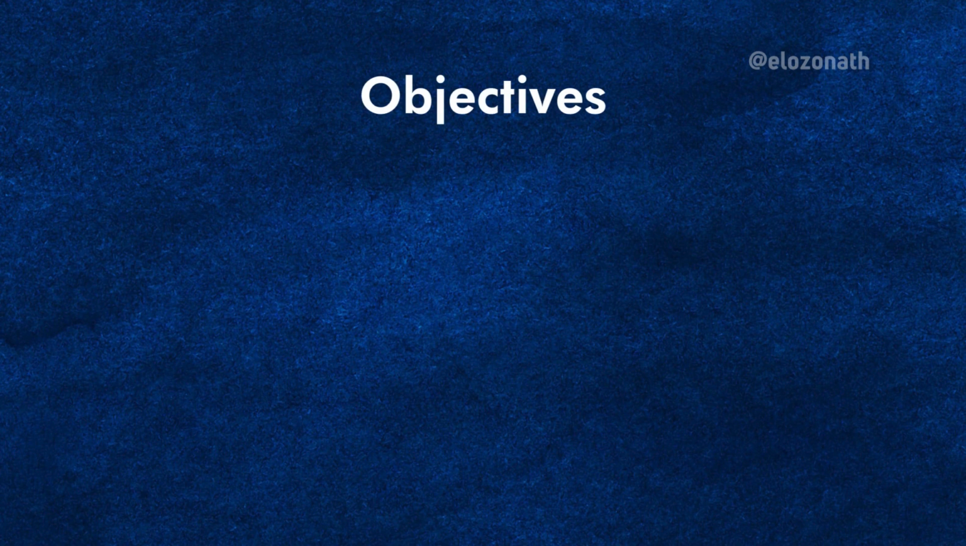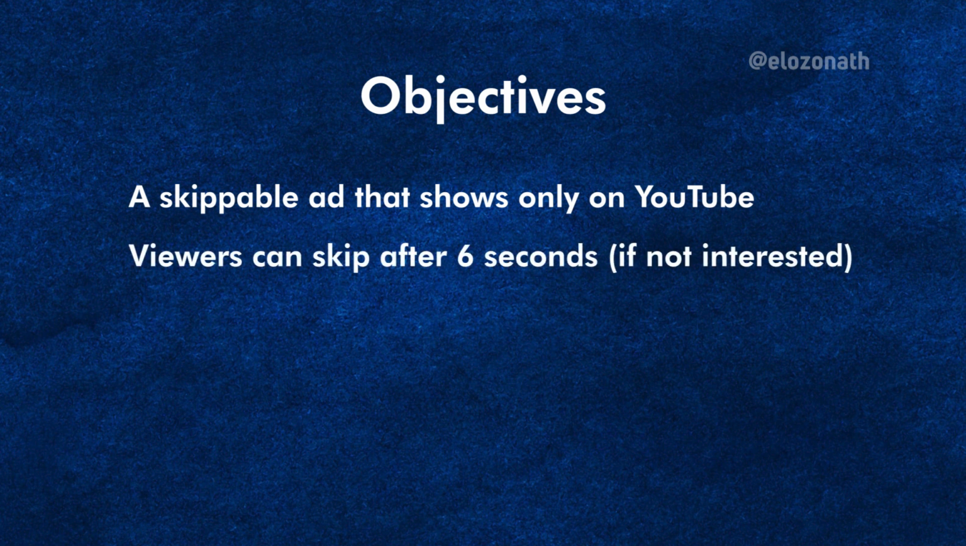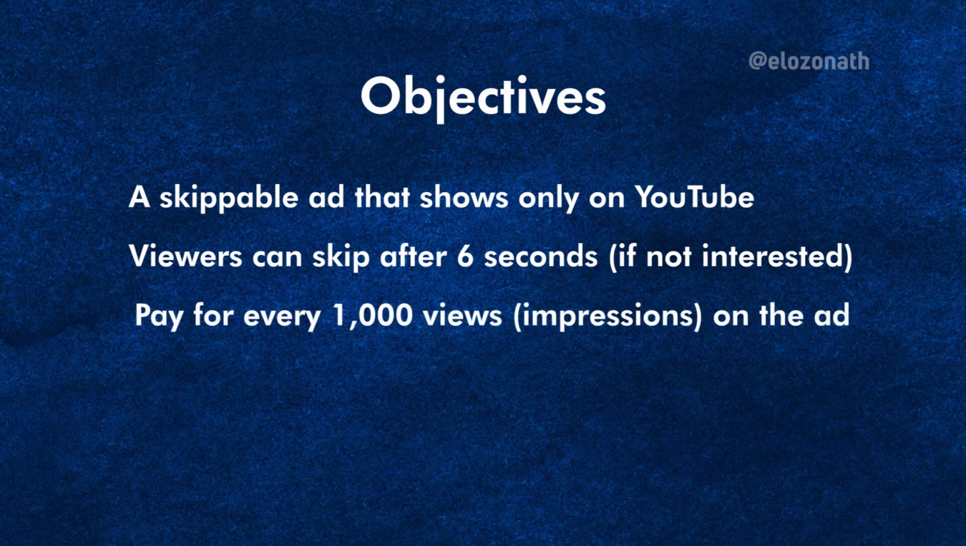Our objective in this tutorial is to create a skippable ad that shows only on YouTube, where the viewers can skip it after 6 seconds, if they are not interested. We will also pay for every 1,000 views or impressions on the ad. I will explain later in this video what this means to advertisers and creators on YouTube.